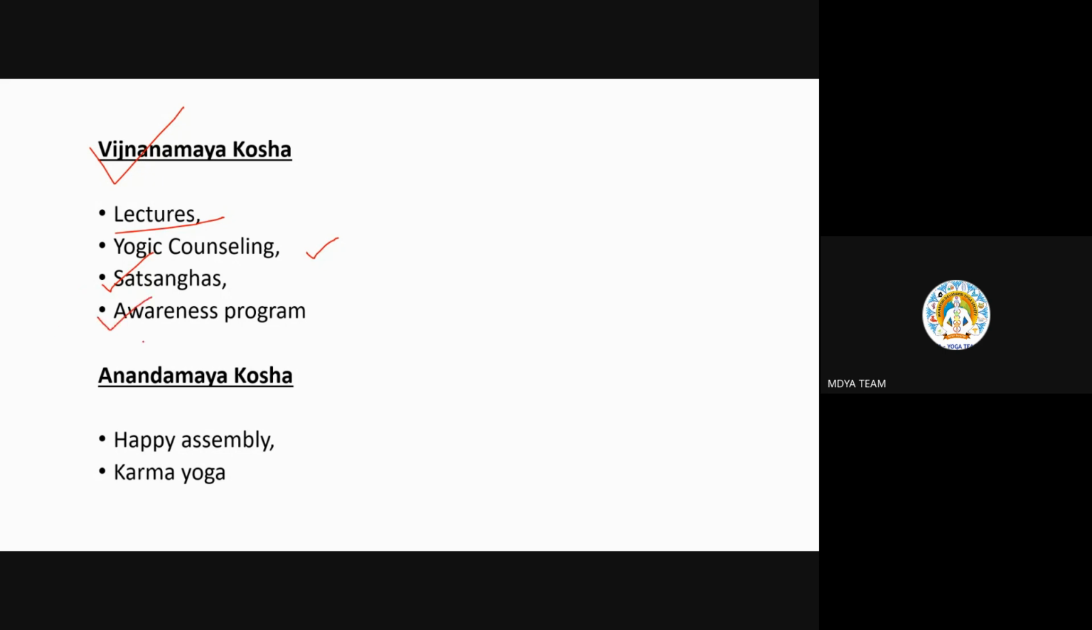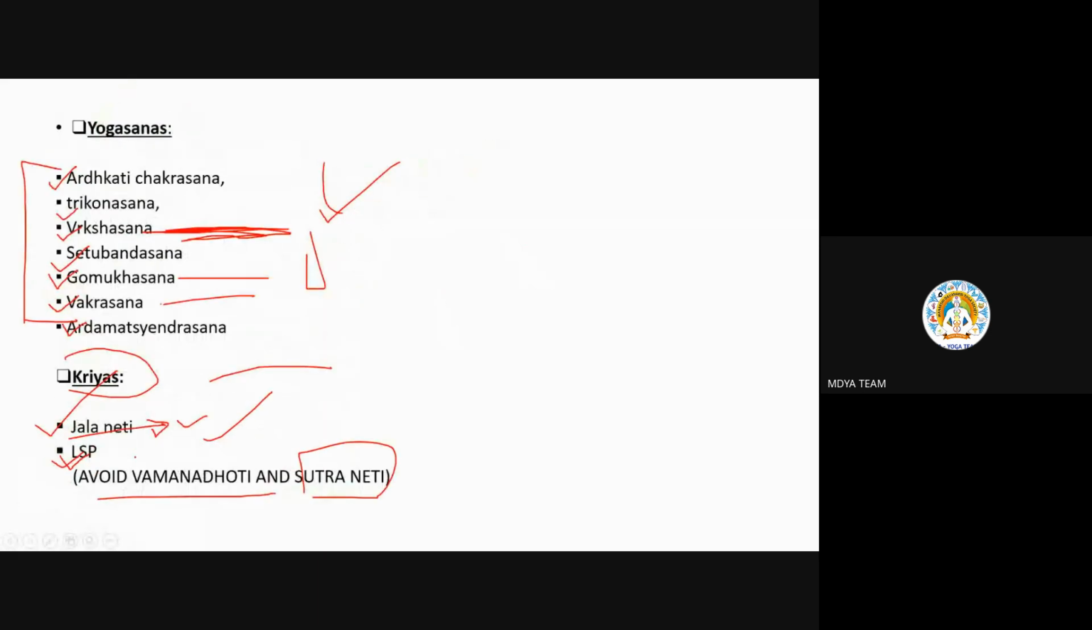Then awareness programs, awareness about the disease and how this disease could be cured with yogic management. Okay, how we are working in all the koshas, how it will work. Like that. Anandamaya Kosha, again, happy assembly. In happy assembly, we used to give them games and all. I told you before also. Then karma yoga, we have to ask them to do it, like explain to them about karma yoga. Normal.